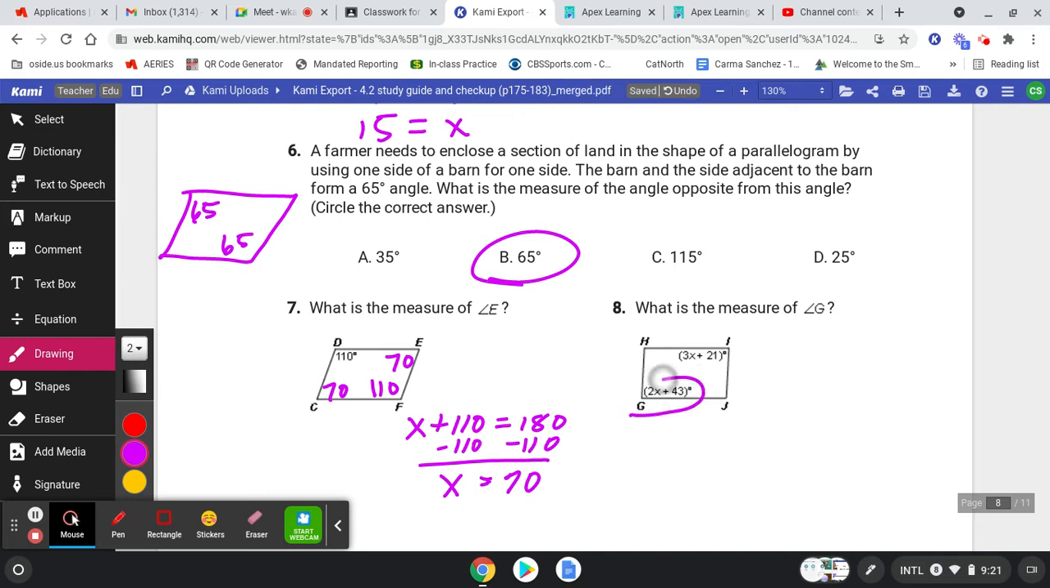All right, what is the measure of angle G? Notice it's asking for the entire measure of the angle. So after we solve for X here, we're going to have to do one additional step. What do I know about opposite angles of a parallelogram? I know that they are equal. So set these two expressions equal to each other. This is just like we did in notes.